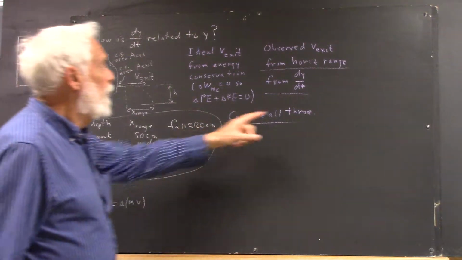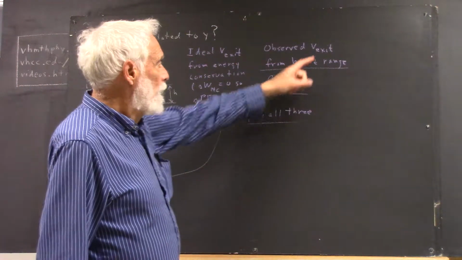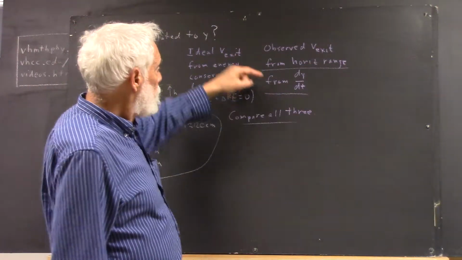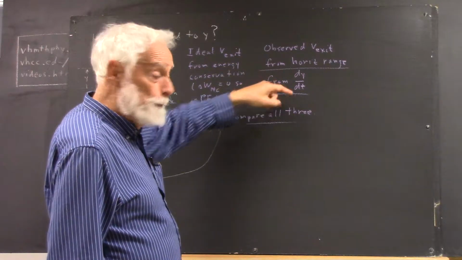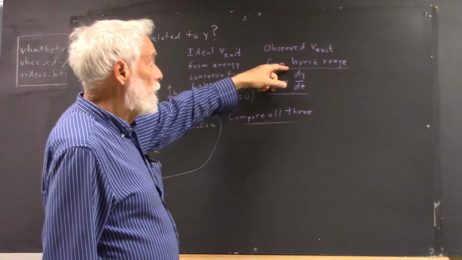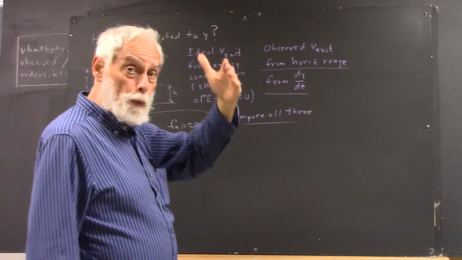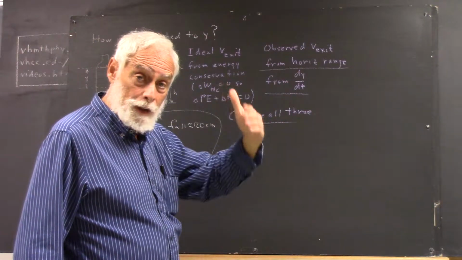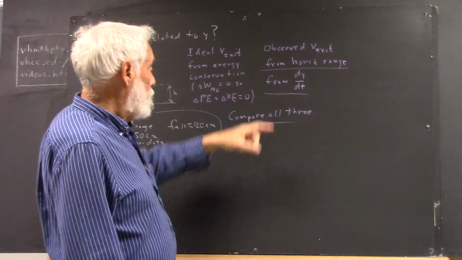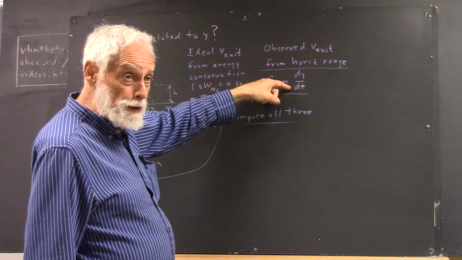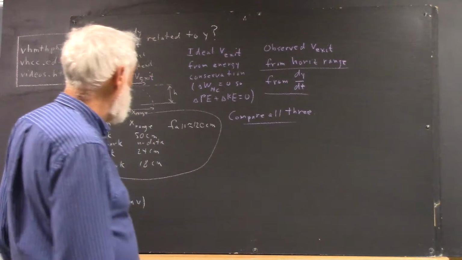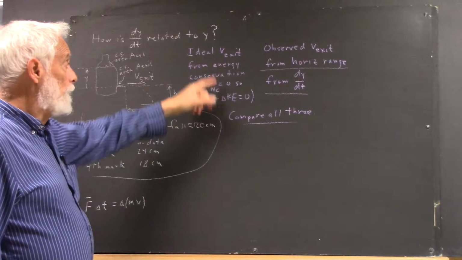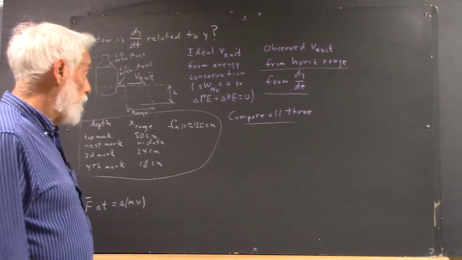So there are three ways of determining an exit velocity: from the horizontal range, from dy/dt, and of course dy/dt means that we can graph y versus t. We get a graph, and we can make a good estimate of dy/dt based on a smooth curve fitting our data points. And also we can get our ideal V_exit based on conservation of energy.